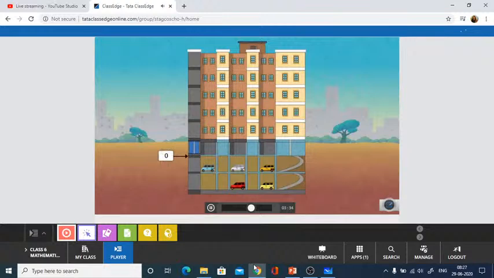When the elevator is above the ground level, it will display positive numbers. But if the elevator is below the ground level, it will display negative numbers. Height above ground level is considered positive, and height below ground level is considered negative.